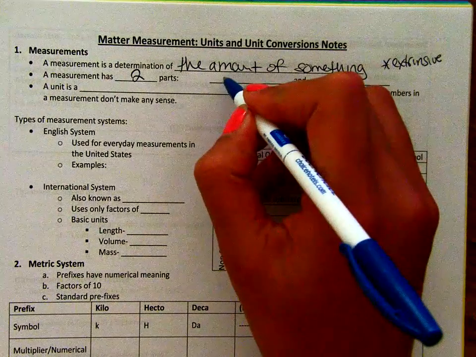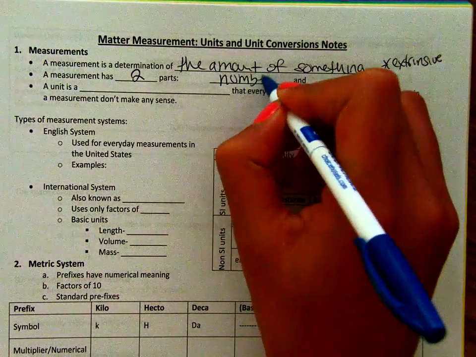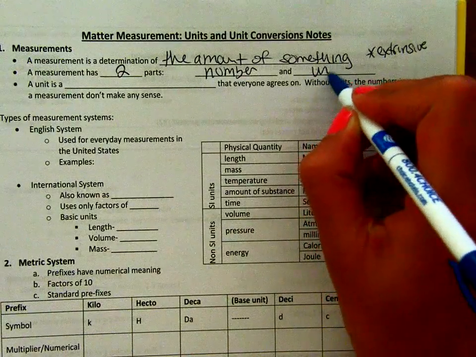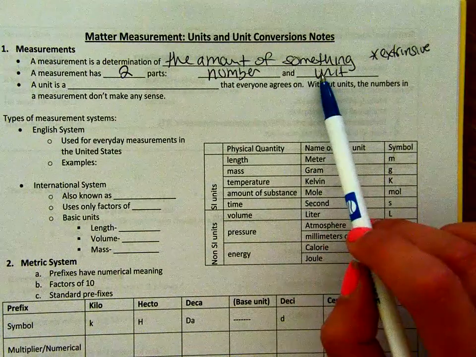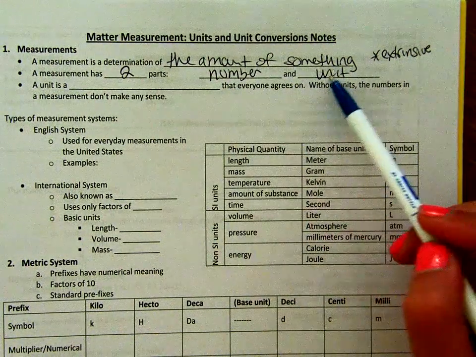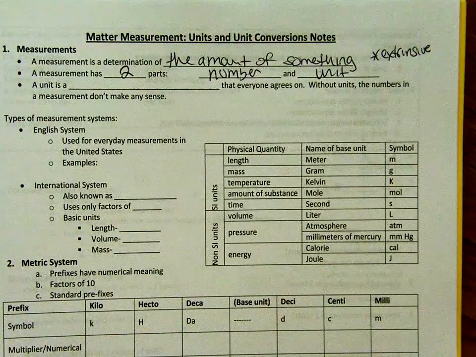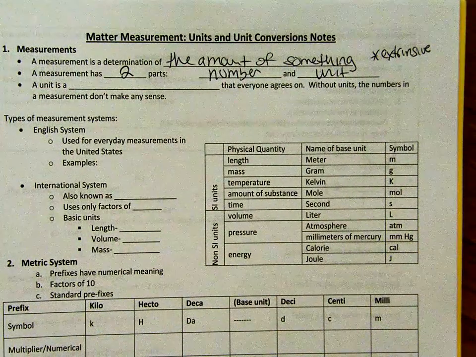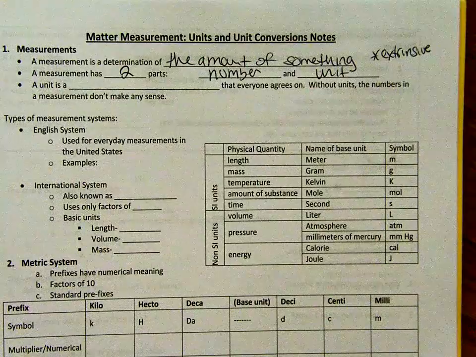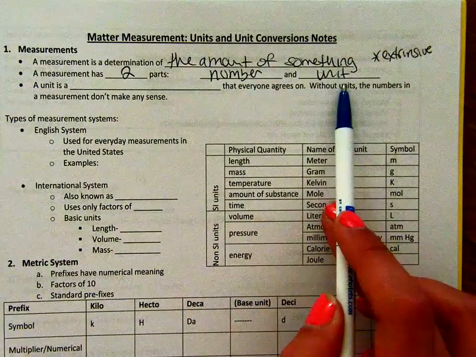The first part is the number, and the second part is the unit. Okay, so it's really important to have a number and a unit. And as we saw in our first test, we really have to have both in order to earn full credit and to describe something properly. So if I tell you that I'm 5, am I 5 foot? Am I 5 years old? You really don't know unless you have the number and additionally the unit.